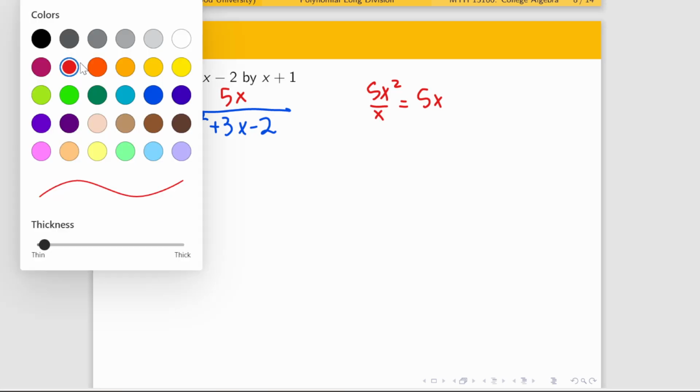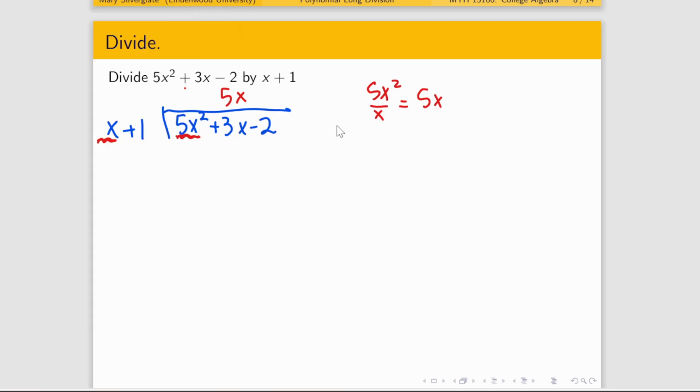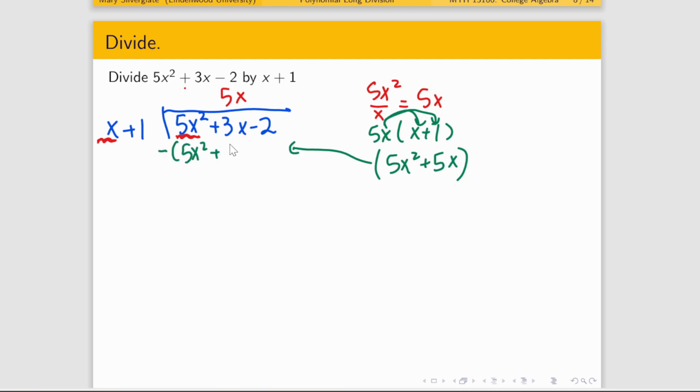Now for the next step, I'm actually going to use that, because off to the side, I want to do 5x times x plus 1. 5x times x gets me 5x squared. 5x times 1 gets me 5x. And then I need to subtract that result, which means I need to distribute the subtraction to both terms.